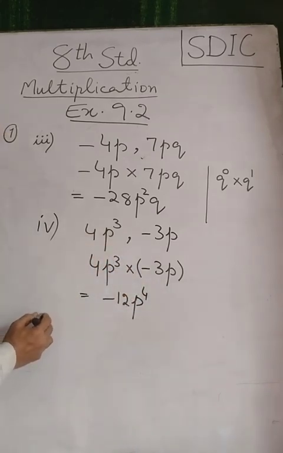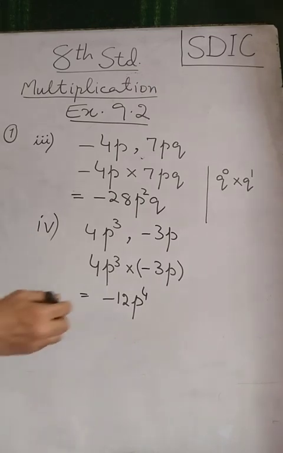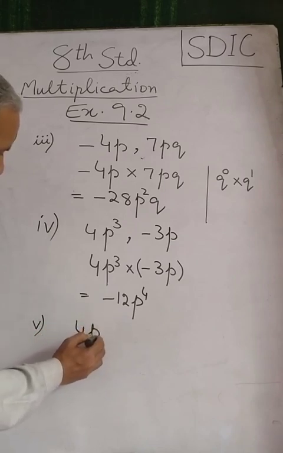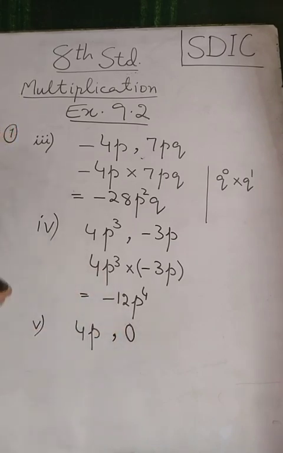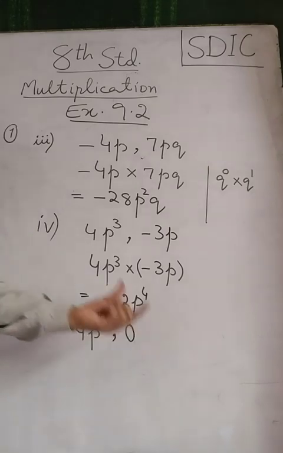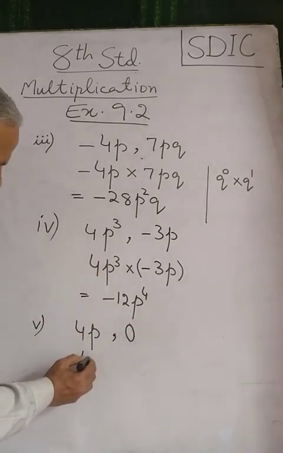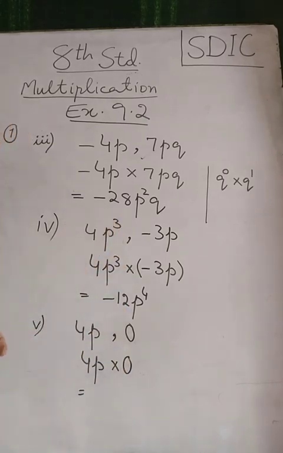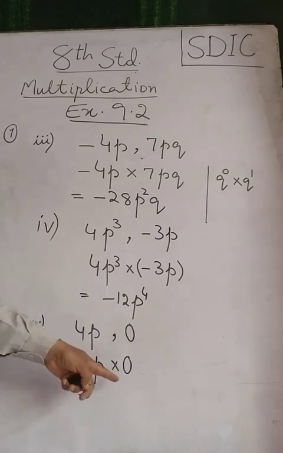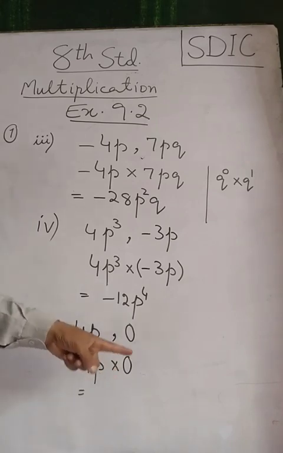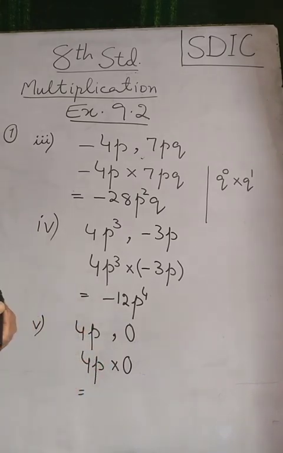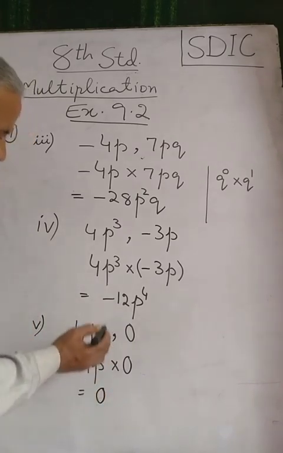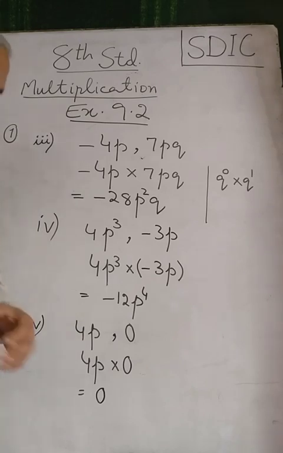The last part of this question, part number 5. We now have to multiply two monomial expressions, 4p and 0. This is the monomial expression. This also is the monomial expression. We have to multiply them. So replace comma by multiplication sign. Now what will we get? The rule is multiplication by 0. Whenever 0 is multiplied by anything, the result is 0. Therefore, the result here will be 0. 0 multiplied by anything is 0. This is the answer for fifth part. That completes our question number 1.